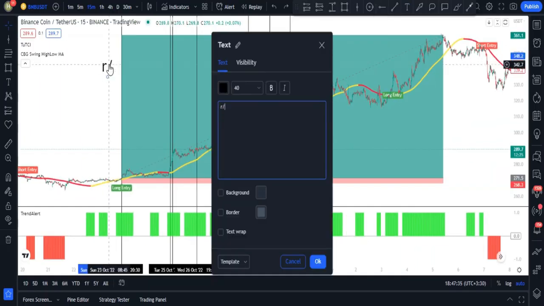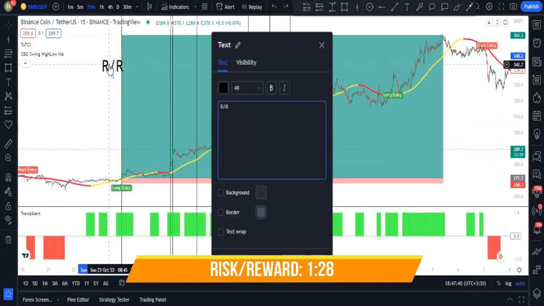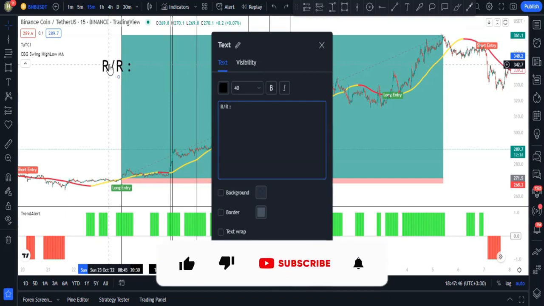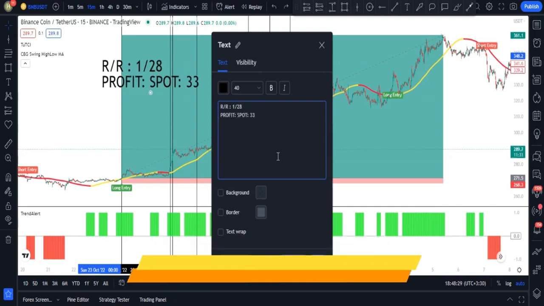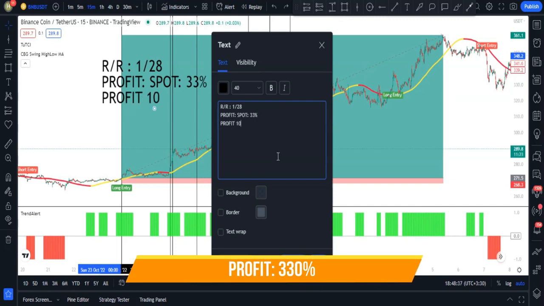The risk reward ratio of this trade was 1 to 28, which is insane. You will never see such a risk reward ratio on any trading strategy. So we made 330% profit on a single trade on the BNB chart, which is absolutely amazing.